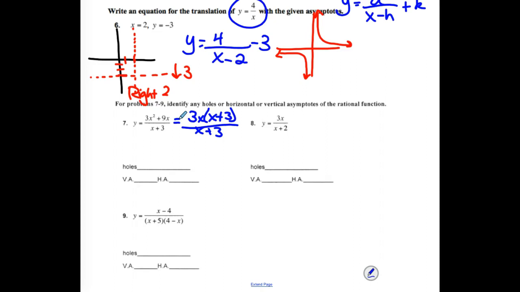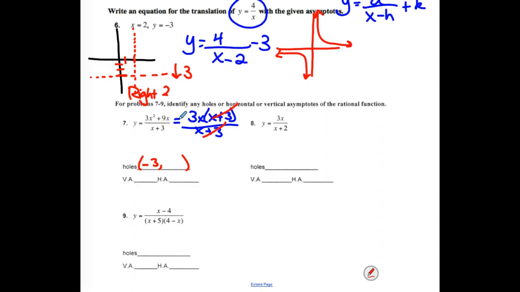So x can't be negative 3. We have to decide, is it a vertical asymptote or is it a hole? If it drops out, since we have an x plus 3 factor both in the numerator and denominator, we can get rid of it. That means x being negative 3 is removable, which means it's a hole. All right, so we would say there's a hole at negative 3 for x. Do you remember how we find the y coordinate of that hole? We plug it into the simplified version.